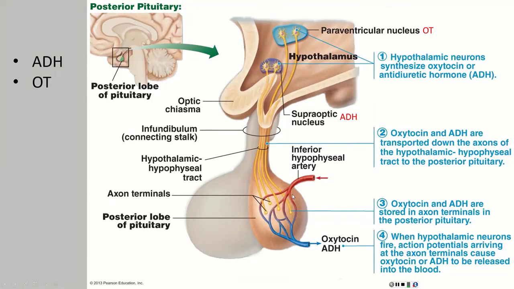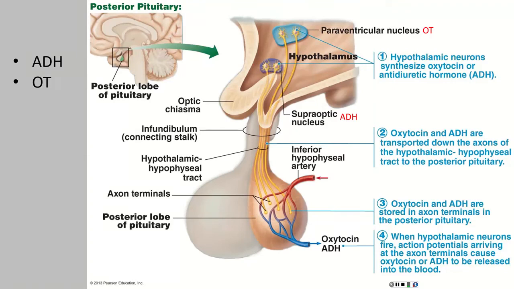So think back to the structure of an axon. You have the cell body with the dendrites, you have a long axon, and then it ends in axon terminals. Well, the cell bodies are up here in the hypothalamus. The axons extend downward through the infundibulum, and the axon terminals are what make up the posterior pituitary, which sometimes is called the neurohypophysis. The neurohypophysis.